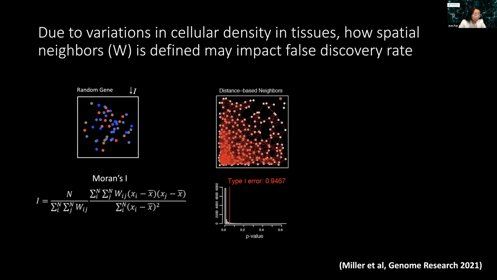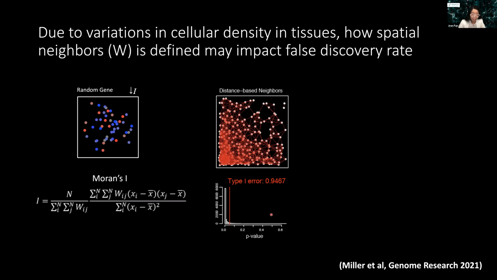But in this case with non-uniform cellular density, if we define spatial neighbors based on just distance, what we find is that even if we have completely random gene expression, such as generated through Gaussian noise or by randomly permuting real spatial gene expression data, because of this confounding by cell density, we end up with a very high likelihood of picking up these random genes as being significantly spatially autocorrelated.